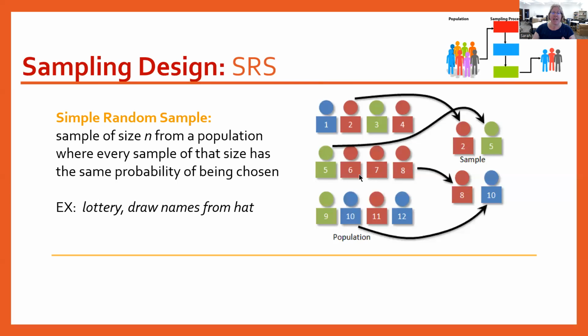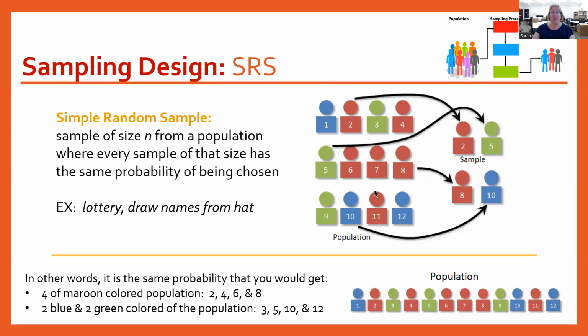So when it says that every sample has that same probability of being chosen, what that means is if I look at this sample of 12 people, I have the same probability that I would get all 4 maroon as I would 1 maroon, 1 blue, and 2 greens, for example. So every possible combination has the same probability of occurring. Okay, we abbreviate that one SRS. If you ever see that, it's pretty common nomenclature for just a simple random sample.